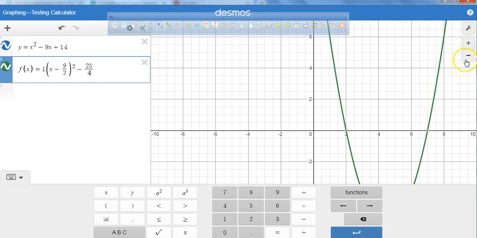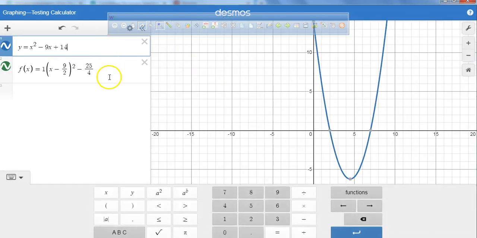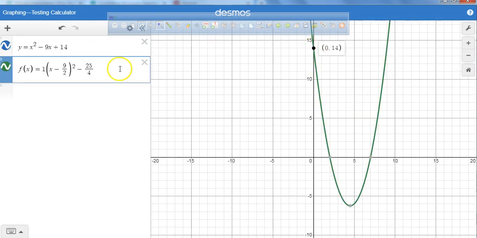I'm going to zoom out just a little bit. I want you to see that these are the exact same parabola, exact same quadratic function, but this is in standard form. And what does standard form reveal? Once again, standard form reveals your y-intercept, but vertex form represents your vertex. And there's our vertex, 4.5 and negative 6.25. And so 4.5 is this 9 over 2, and negative 25 over 4 is that negative 6.25. So there's your vertex from your vertex form.